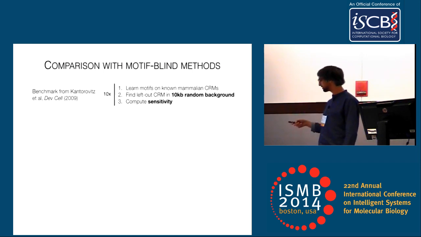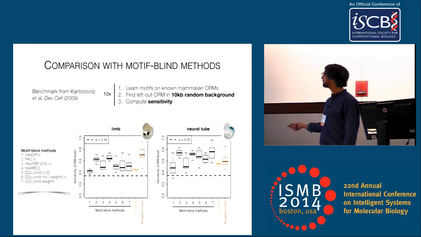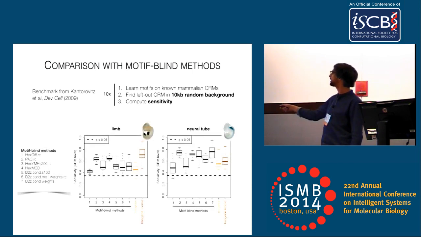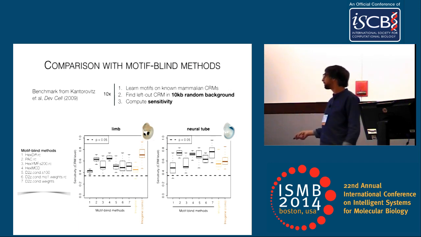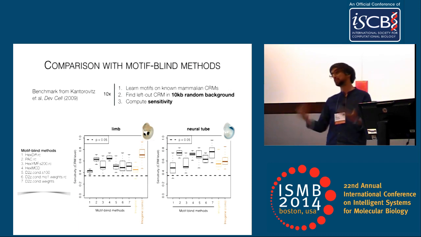These are 2 examples in limb and in neural tube CRMs, and in dark brown is the IMOGene algorithm. We were quite happy to find that we are either in the same range as these motif-blind methods, or even slightly better in half of the cases. We were interested in that result because we perform as well, but we also have motifs to display, which can be very nice because then you can go and mutate those motifs. So let me show an example where we did that.